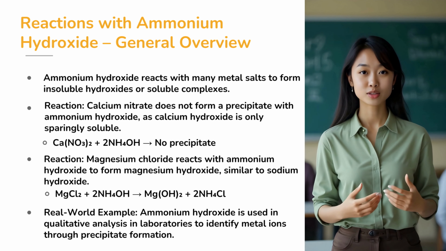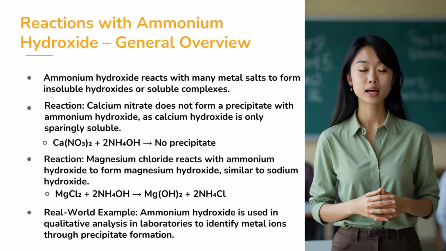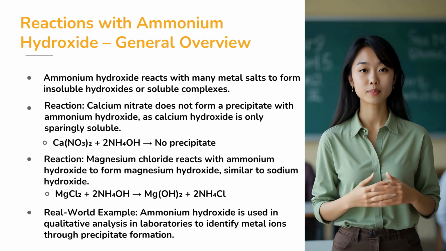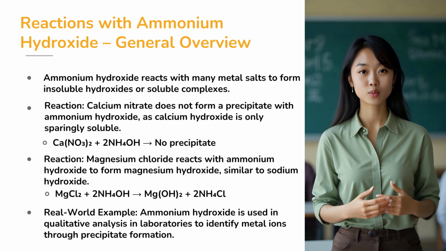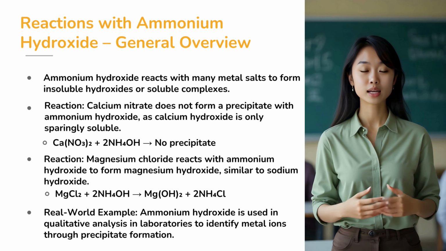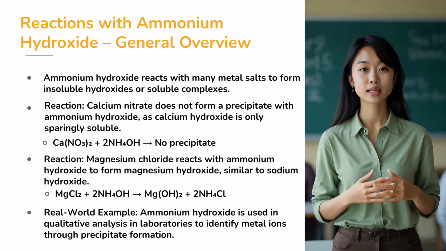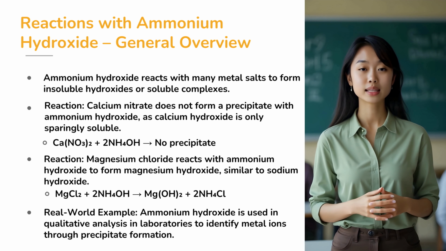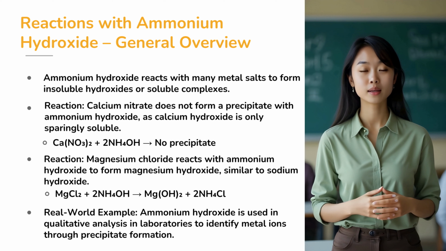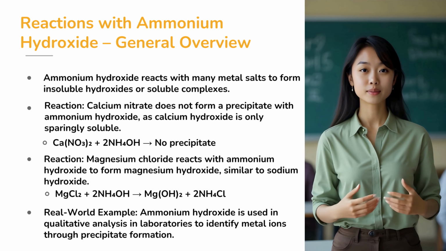Magnesium chloride reacts with ammonium hydroxide to form magnesium hydroxide, Mg(OH)2, just like sodium hydroxide. The equation is magnesium chloride, MgCl2, reacts with ammonium hydroxide, NH4OH, to produce magnesium hydroxide, Mg(OH)2, and ammonium chloride, NH4Cl. Magnesium hydroxide, again, is a white precipitate and insoluble in excess ammonium hydroxide.